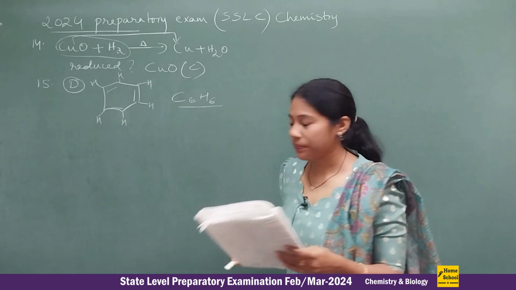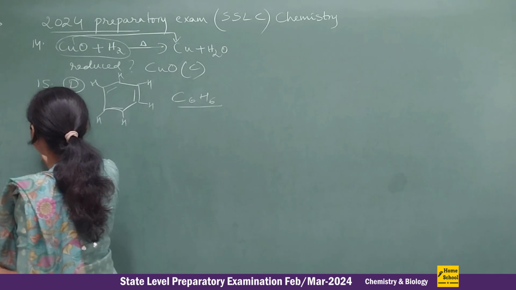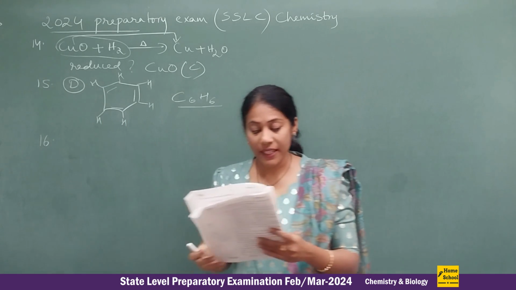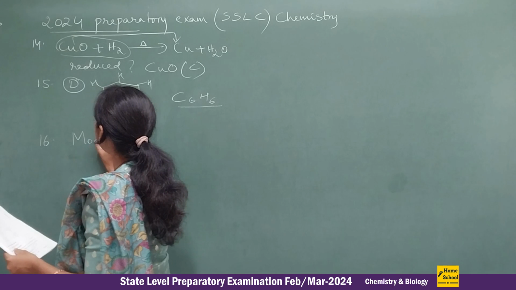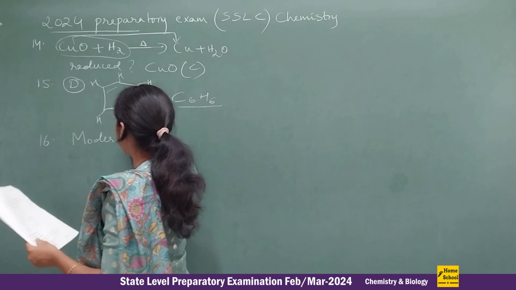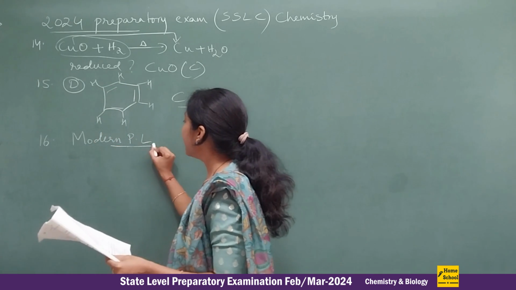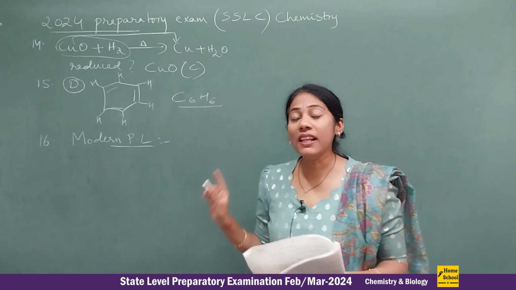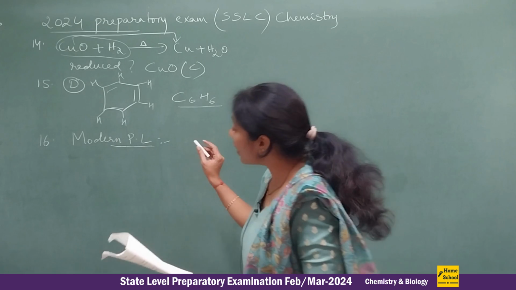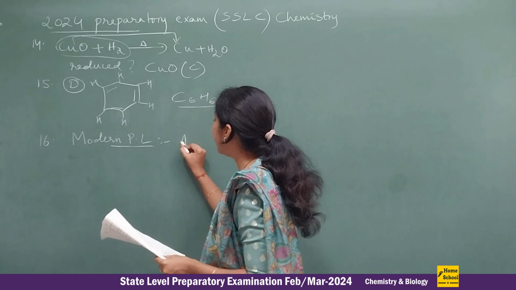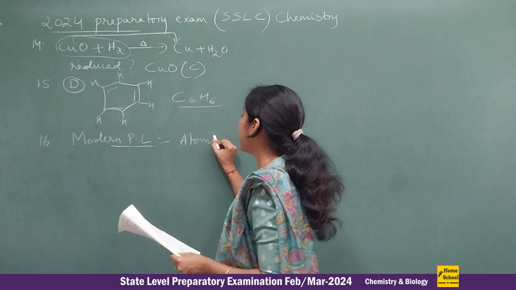Very simple question. Now coming to question number 16, it is a 1 marker question. They are asking you the definition of the modern periodic law. Very simple, right? Physical and chemical properties are periodic functions of their atomic number.